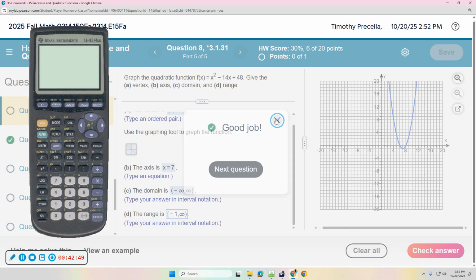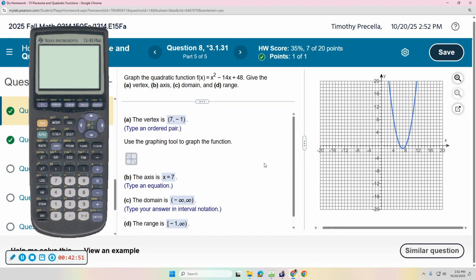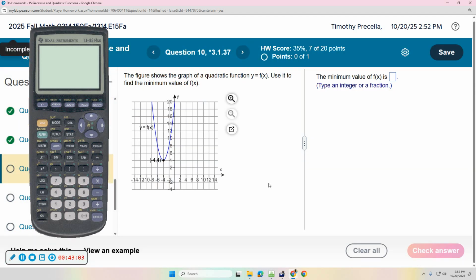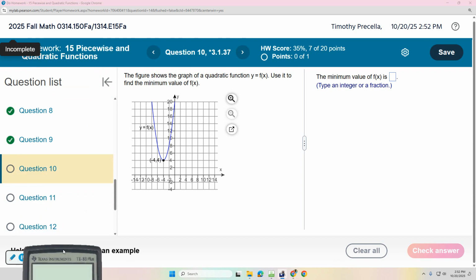And there are some applications while we're thinking about these quadratic functions. I think we should look at the applications. There's another one, number 10, that I want to look at. This one's an easy one. The figure shows the graph of a quadratic function. Use it to determine the minimum value of f of x.